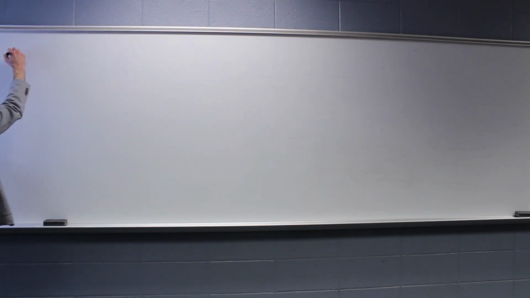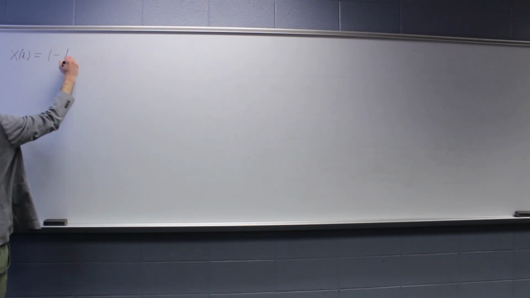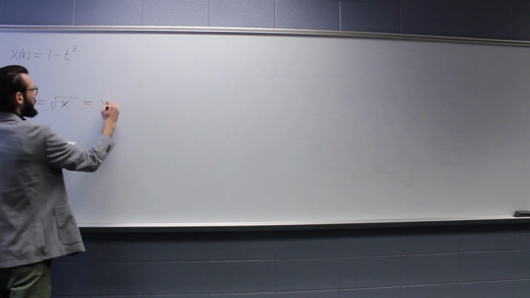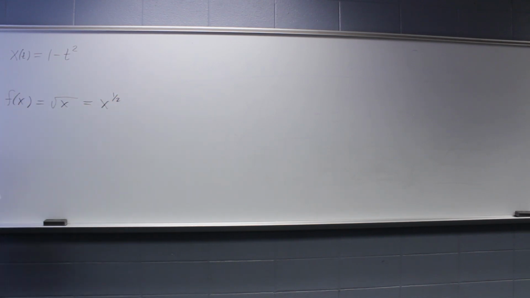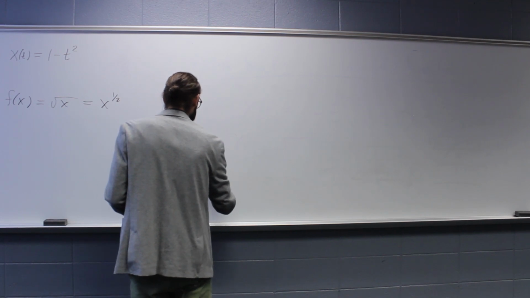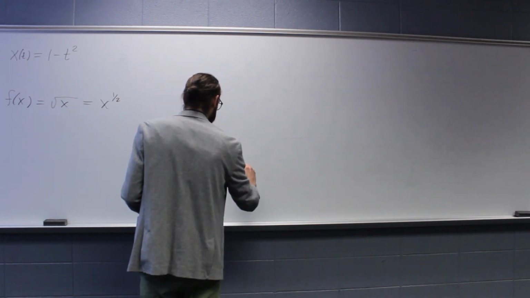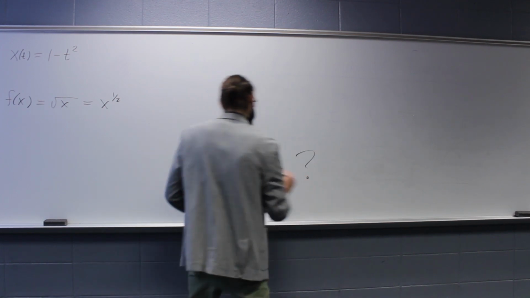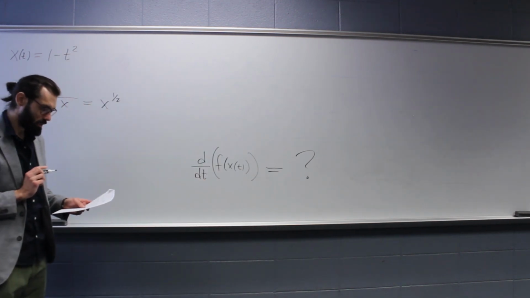So let me write our example up here. So here we're thinking about the car, remember? And x of t was prescribed by 1 minus t squared. And f of x was the square root of x, which I'll write as x to the 1/2, because I'll think about a power rule in a minute. And our question is, how do we get this derivative, d/dt, of the composition f of x of t? That's our question for today. All right, how to find this derivative.